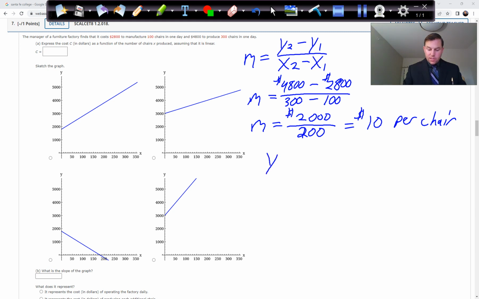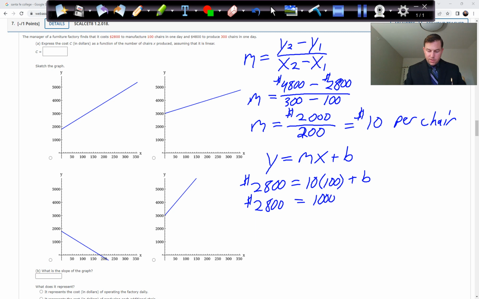Okay, now we just got to plug this into the equation of a line, y equals mx plus b. And we can use either point, so let's use the easier point. $2,800 is $10 per chair times they made 100 chairs that day, plus b. So we get 2,800 equals 1,000, and the units on this would be dollars. The 10 has units of dollars per chair, and the 100 has units of chairs. The chairs would cancel, you're left with dollars, plus b. Subtract 1,000 from both sides. It is $1,800 for the b.